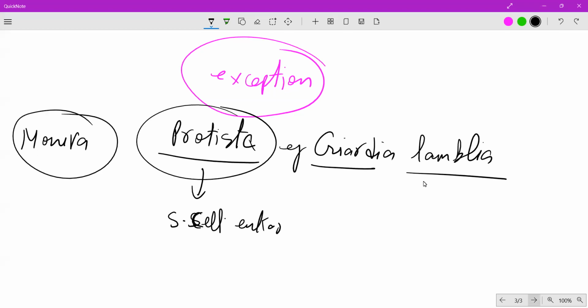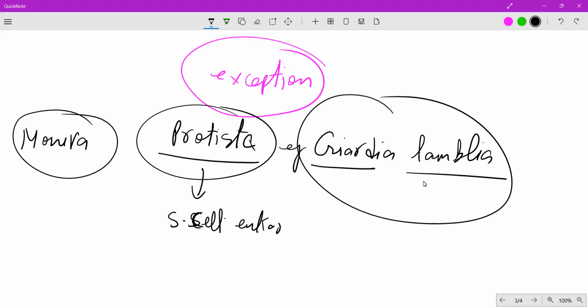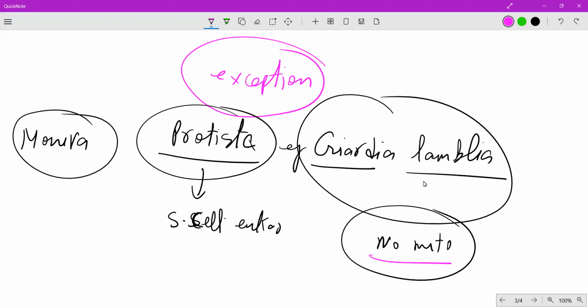Now the question is, when I talk about Giardia lamblia, I'm saying it does not have mitochondria. There's no mitochondria. So if this organism does not have mitochondria, then how does it produce energy? How does it produce ATP then? Tell me. Because mitochondria is not there in it. How does it produce ATP?